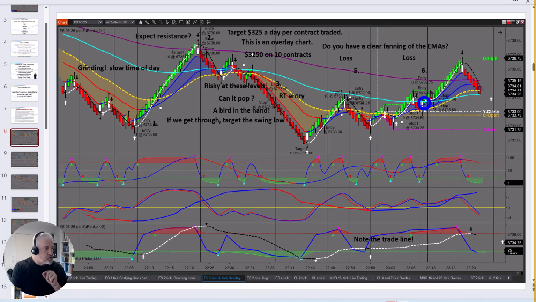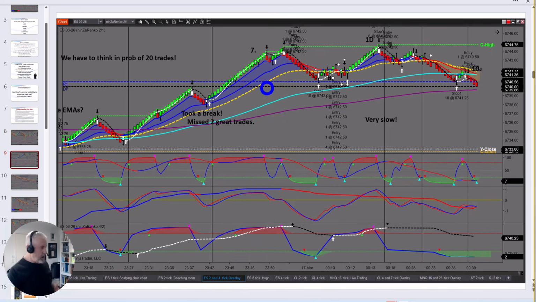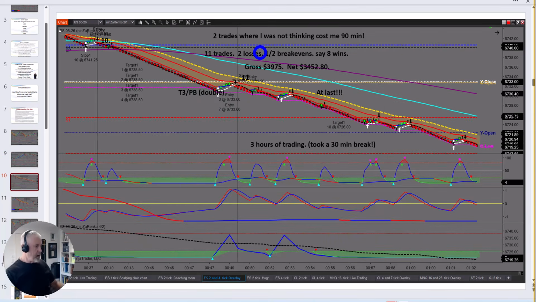In fact, of the only 2 losses I had, the trend line was against me in both cases. So there's a lot to be said for only waiting for those pristine trading times. We'll go through a number of these, and I actually missed 2 fantastic trades because I took a break, and finally we wrapped it up. It was 3,452 in this session for 3 hours of trading.